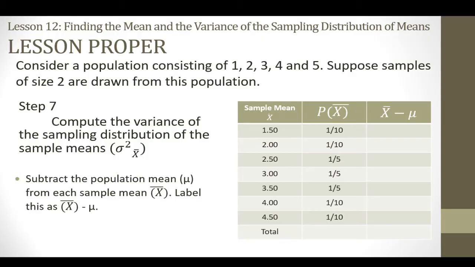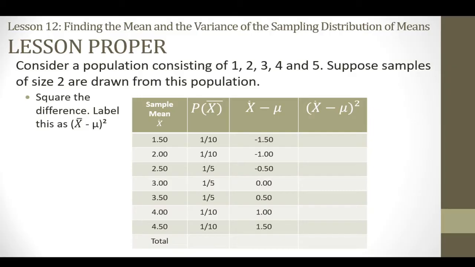Okay. So, 1.5 minus 3, negative 1.5. 2 minus 3 is negative 1. 2.5 minus 3, negative 0.5. 3 minus 3, 0. 3.5 minus 3 is equals to 0.5. 4 minus 3 is equals to 1. Then 4.5 minus 3 is equals to 1.5. Nasusundan ba? Okay, good.